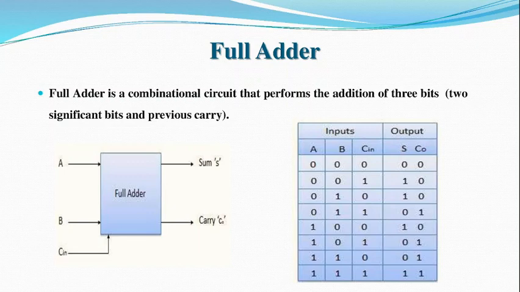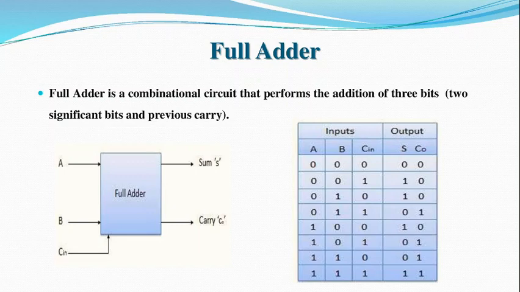The full adder circuit consists of 3 input bits and 2 output bits. The 3 inputs to the full adder are A, B and C in, where A and B are the bits to be added and C in is the previous carry bit. The outputs are S and C0, where S is the sum bit and C0 is the carry bit generated for this sum. The truth table for the full adder is also shown here.